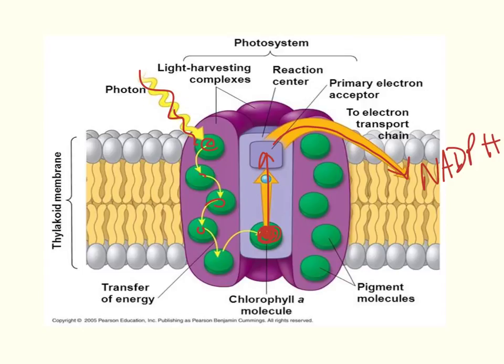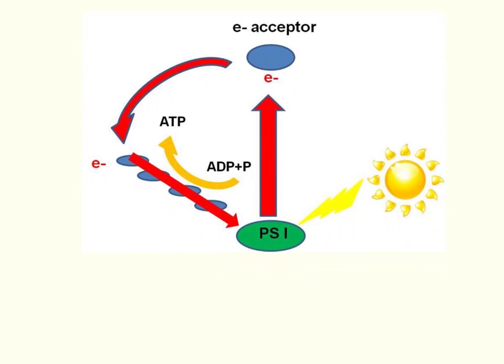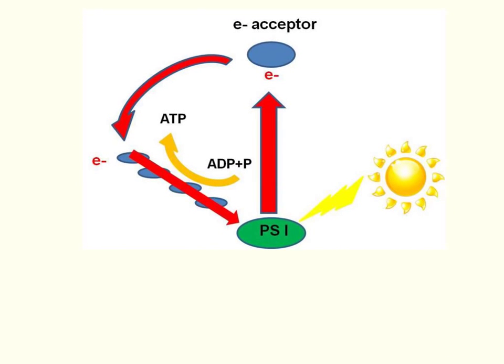So there are 2 types of photophosphorylation. The first type is cyclic and the second type is non-cyclic. So let's look at cyclic photophosphorylation. This involves one photosystem to generate ATP. Organisms like purple non-sulfur bacteria and green sulfur bacteria do this type.